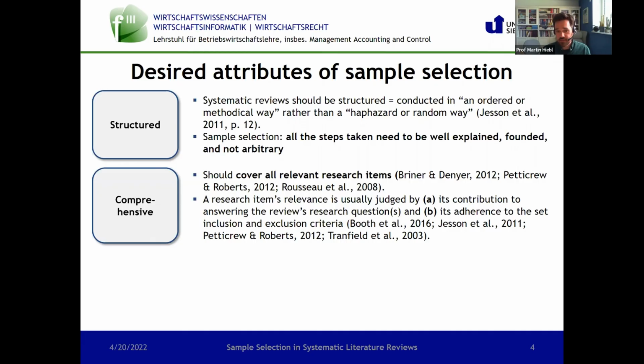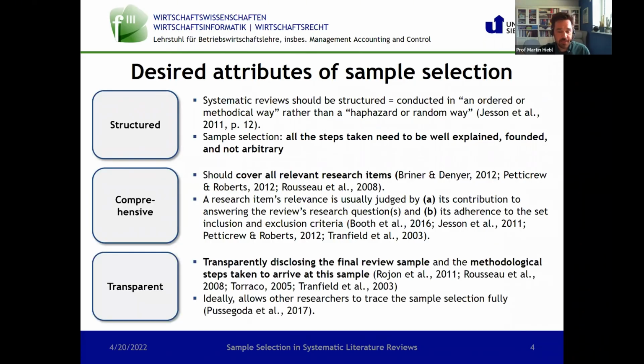And comprehensive just means then that you include all relevant research items, all items that are relevant and that adhere to your research questions and that are in line with your inclusion-exclusion criteria. And then the third attribute is transparent. So this is also very much distinguishing systematic reviews from traditional reviews. And transparent is very important because the reader needs to know how you arrived at your review sample. So you should transparently report on all the methodological steps that you took to arrive at this sample.